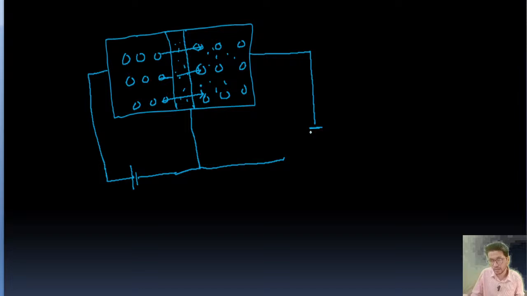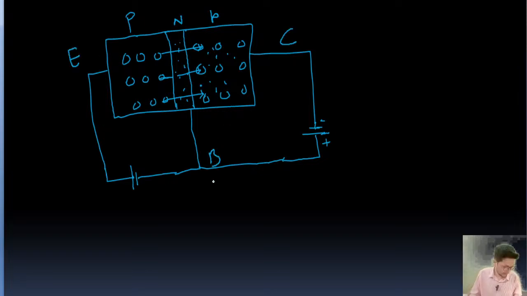This is going to be negative, positive, minus, plus. Okay, so this is a PNP transistor, and there the current flows because of the majority of holes. Okay, flow of holes. This is the emitter, this is the base, and this is the collector.